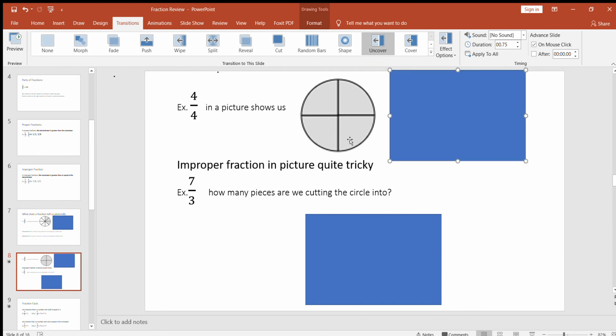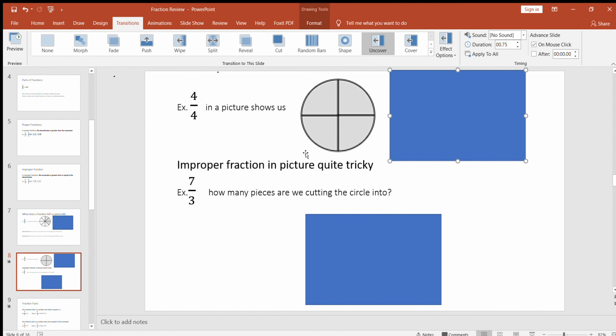Because when you cut something into parts and then you get all the parts, you're basically getting everything. So I'm going off topic, but 4 over 4, or 5 over 5, or anything over itself is just 1. We'll talk about that later, but that's a good thing to keep in mind.